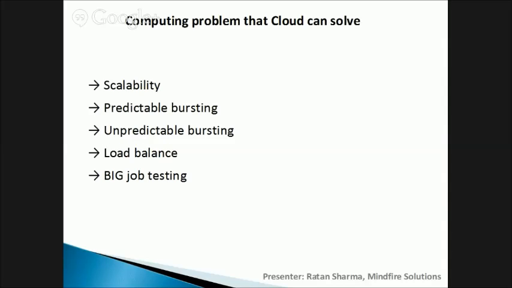And predictable bursting is actually the idea behind how cloud came about. Like initially how Amazon came. Amazon is the first cloud provider. In 2002 they started. The idea was, Amazon in the US is a service which provides goods for us, we can purchase there.